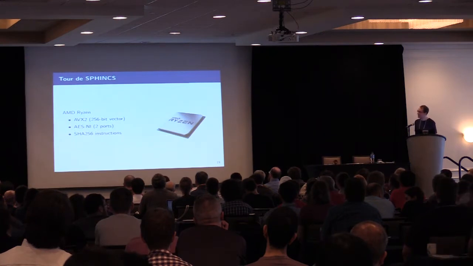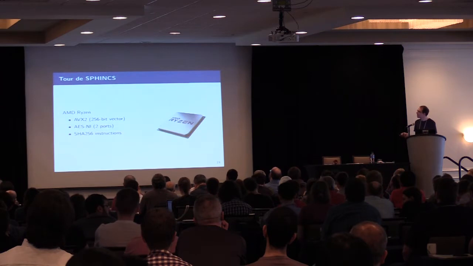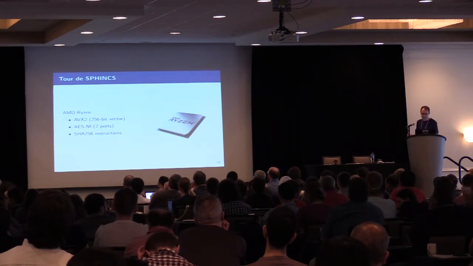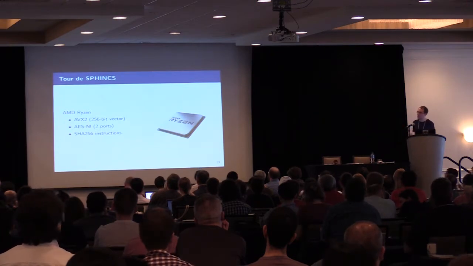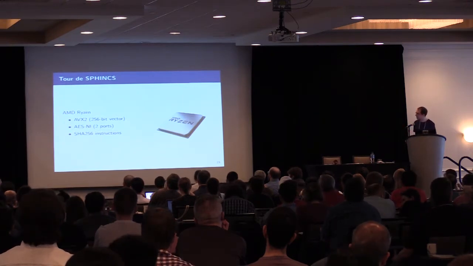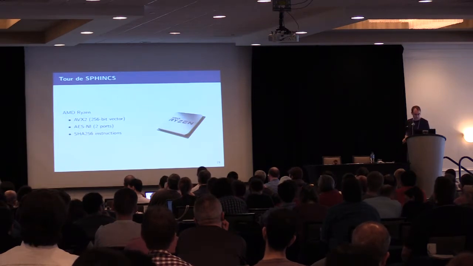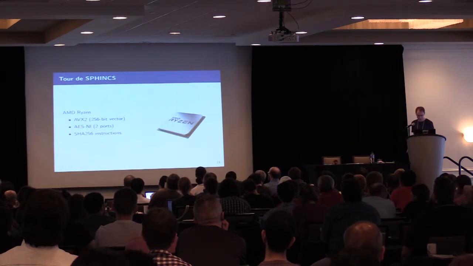So let's go to the next stage. We look at the latest AMD processors. Very similar, we have AVX2, 256-bit vectors. Then also AES support, but the interesting thing is you have basically 2 pipelines there. You can issue 2 AES instructions per cycle. And you also have SHA-256 instructions. So you have stronger hardware support for both SHA-2 and AES.